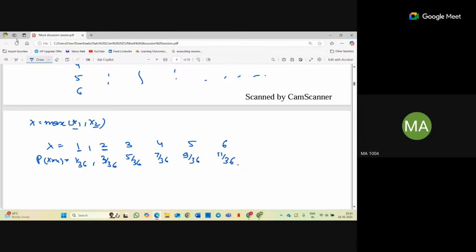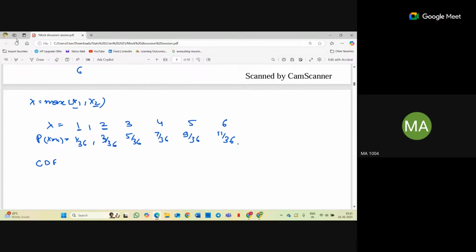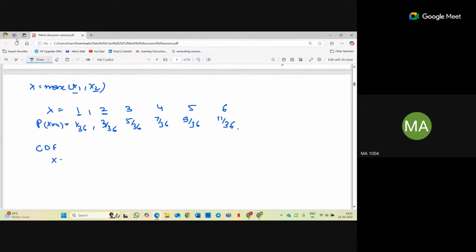Now we have to find out the CDF. X is taking values 1, 2, 3, 4, 5, and 6. So the CDF would be equal to the probability of X less than or equal to x. This is the condition of the CDF. So when X is less than or equal to 1, it is 1 by 36 only. Now, when X is less than or equal to 2, it would be 1 by 36 plus 3 by 36.